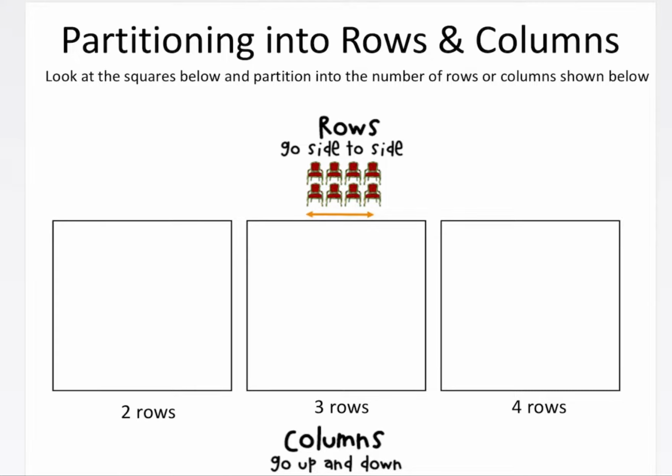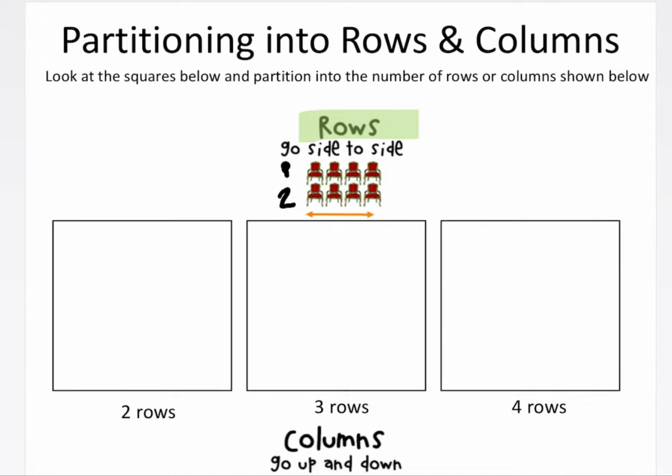So we have this little visual right here that reminds us what rows are. So rows go side to side, right? How many rows of chairs are there right here? This is one row. This is two rows. So there are two rows of chairs. We are looking at rows. And now we have to make our own rows. Something I want you to think about is how we can draw these lines to make rows.